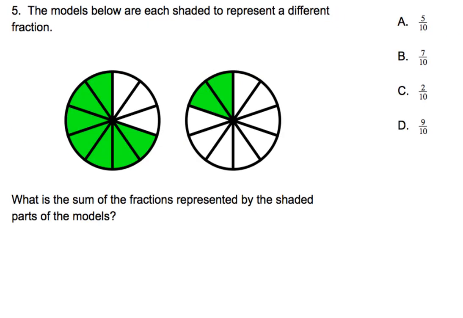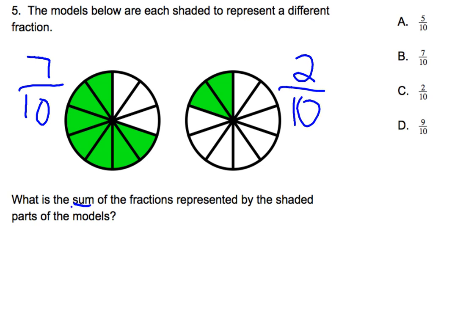Number 5. The models below are each shaded to represent a different fraction. What is the sum of the fractions represented by the shaded parts of the model? So remember, a good test taker, anytime we see a fractional model, we always label it with the fraction it represents. So these circular fractions are in tenths. 1, 2, 3, 4, 5 tenths. So I see that this is 7 tenths and this is 2 tenths.